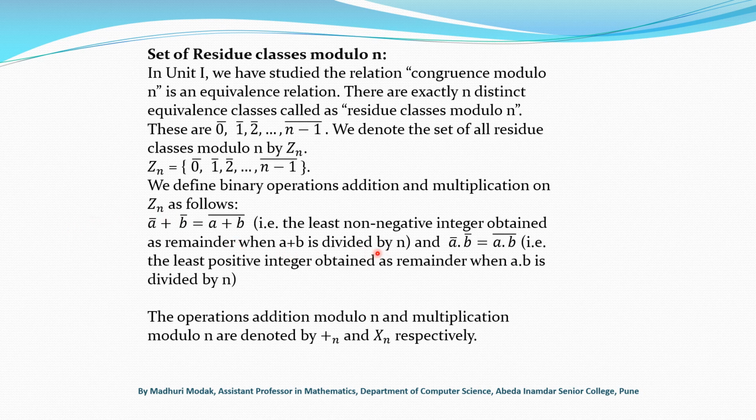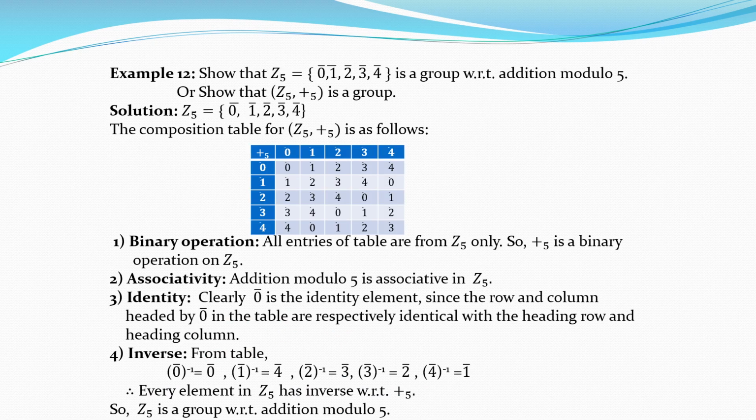Similarly, A bar into B bar is A into B bar, that is the least positive integer obtained as the remainder when A into B is divided by n. So these two operations are very important on Zn. The operations addition modulo n and multiplication modulo n are denoted by these two symbols respectively.